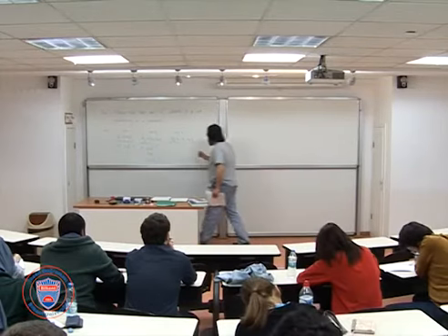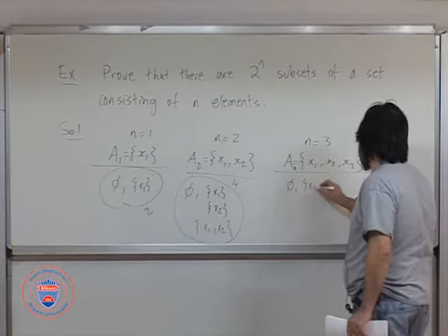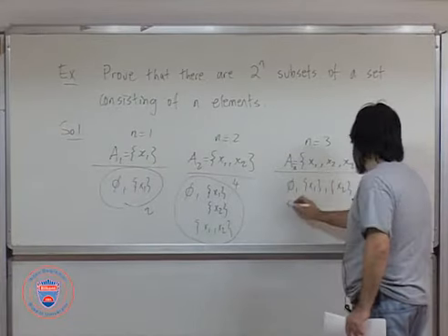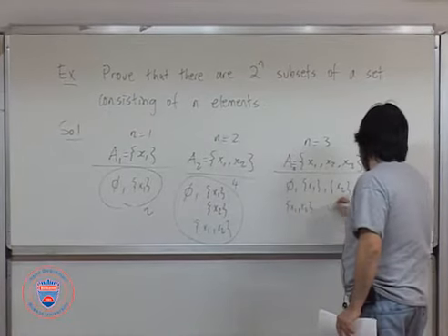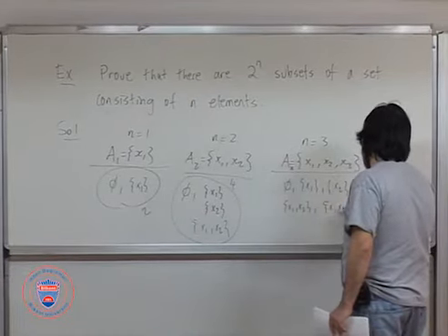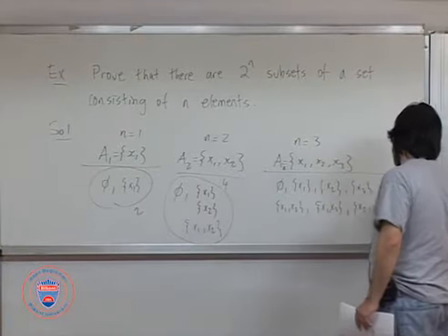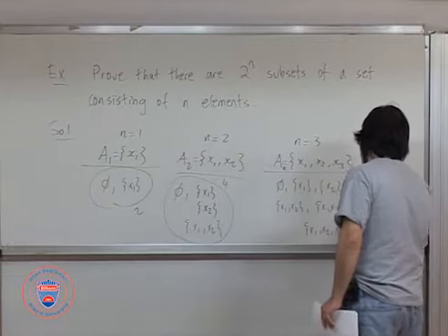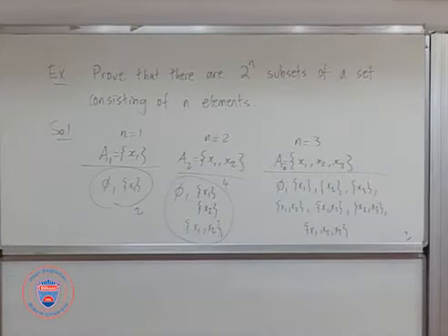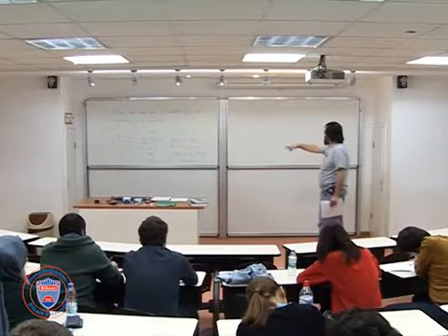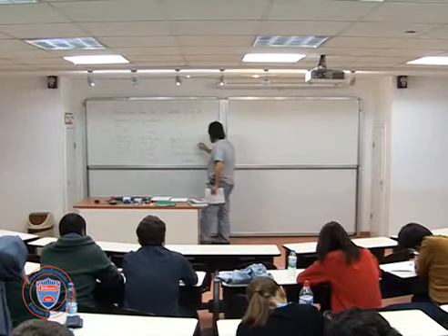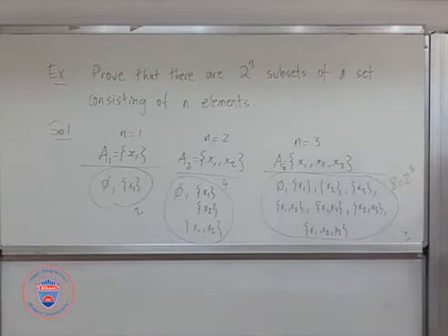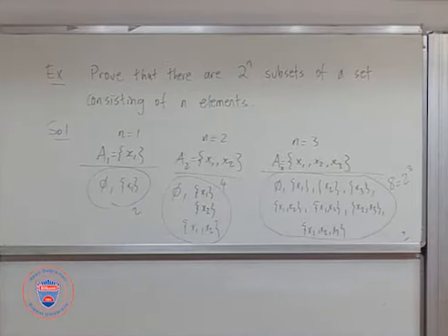For this one, you can list all of them. Empty, x1, x2, x3. Doubles like this. And all 3. So how many you see here? 1, 2, 3, 4, 4, 8, right? So 8 of them. 8 is 2 to the 3, so it's again consistent with what the claim is.